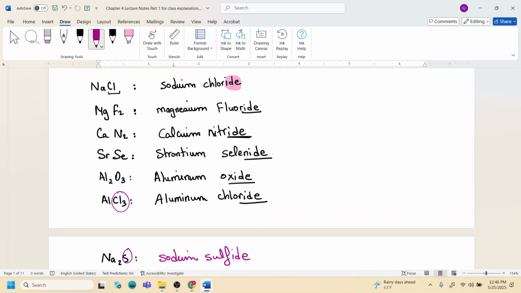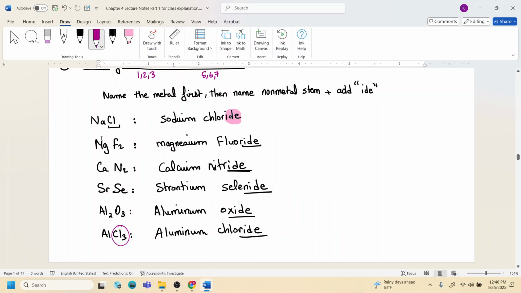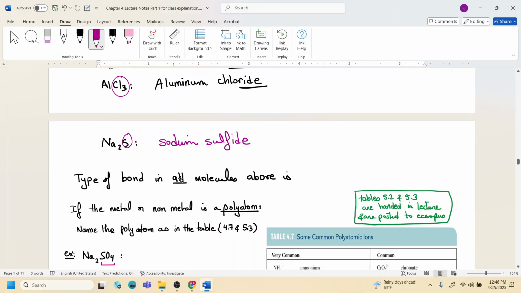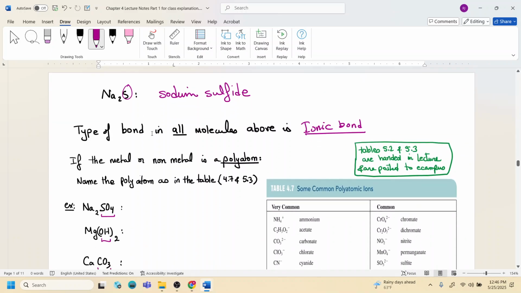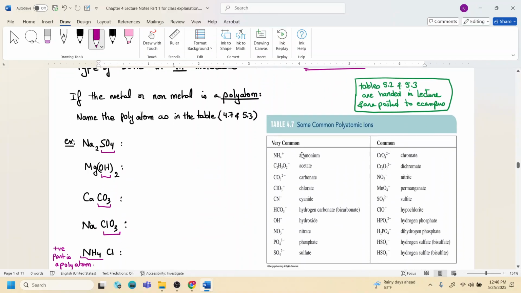So what is the type of the bonds for each one of these? Of course, this is a metal and a non-metal, so it is an ionic bond. This is the type of the bond in all of the molecules. It is an ionic bond. Okay? In this case. Now, if the metal or the non-metal is a polyatom, there is a table over here. This is table 4.7 for the polyatoms. And there is another table for the polyatoms as well.